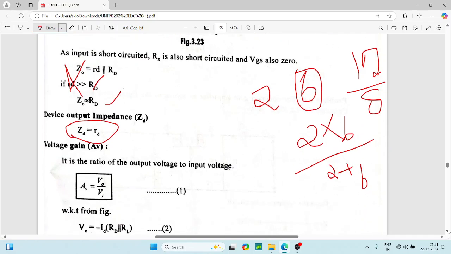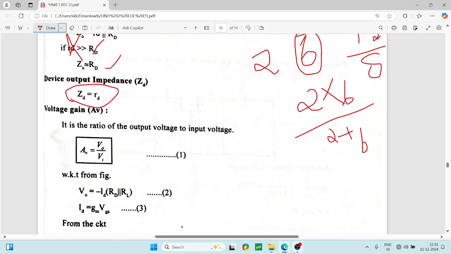Finally what we do? Just voltage gain. What is voltage gain? V naught, output voltage, divided by input voltage. What is output voltage? V naught is equal to ID, that is the output current, times the resistance present in the output; just put the entire resistance. So you find out V naught. Then what is ID? ID is equal to GM into VGS. Now substitute this value of ID here.